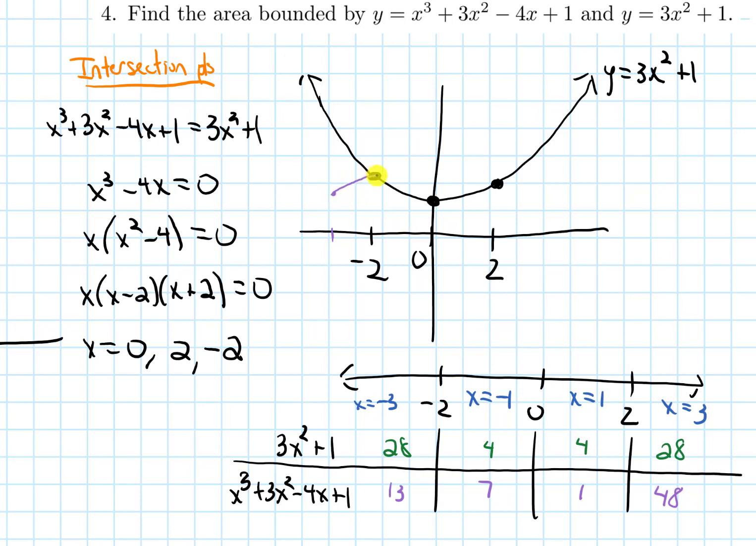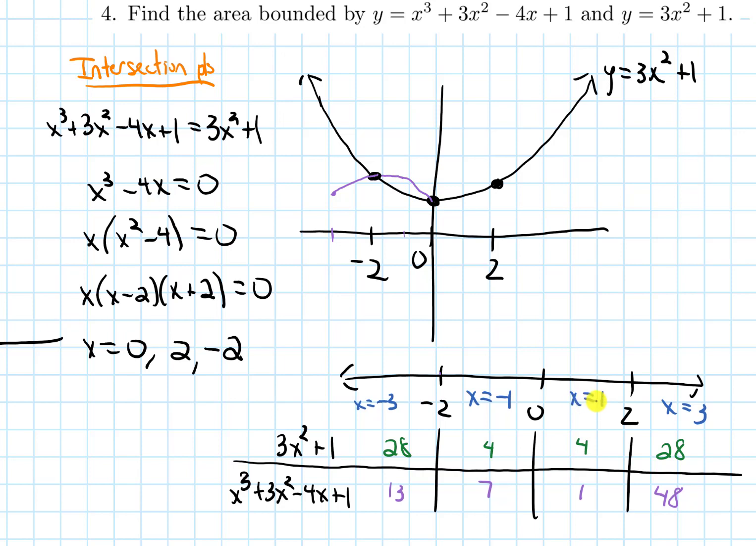It's going to have that intersection point. Okay, and then in between where x is negative 2 and where x is 0, the cubic has a bigger output. So at a value like negative 1, the cubic is going to have a bigger output. And then they intersect at this point.